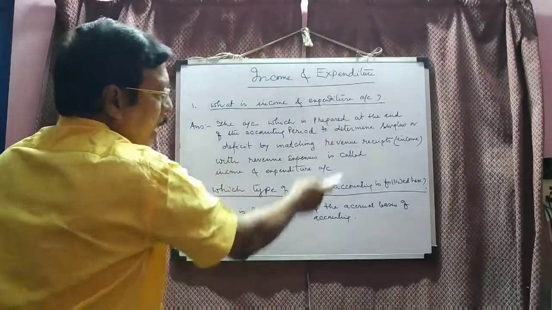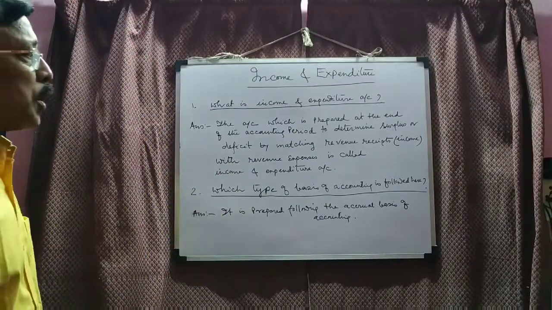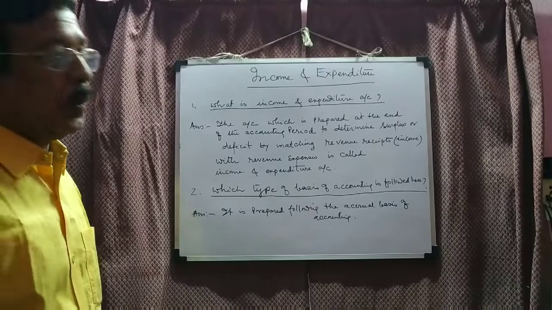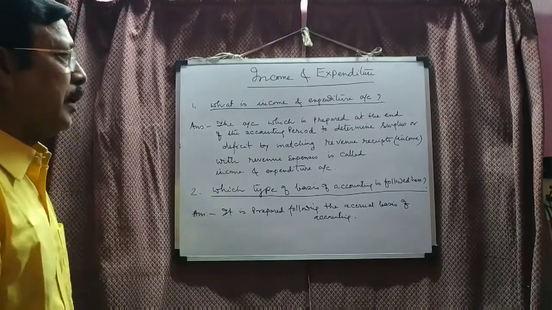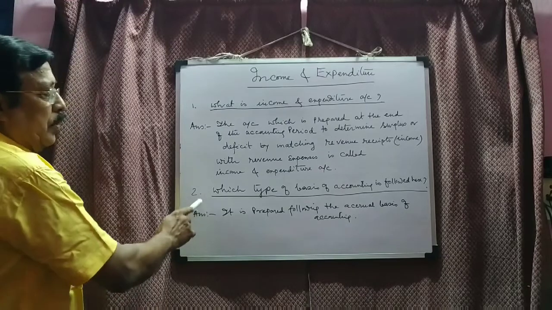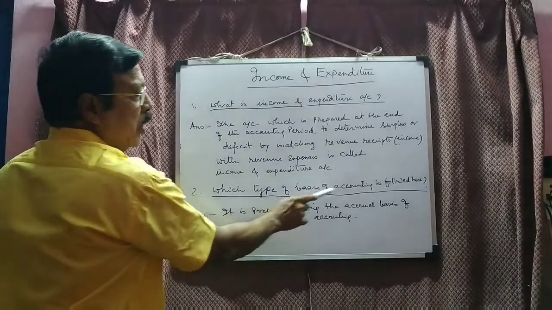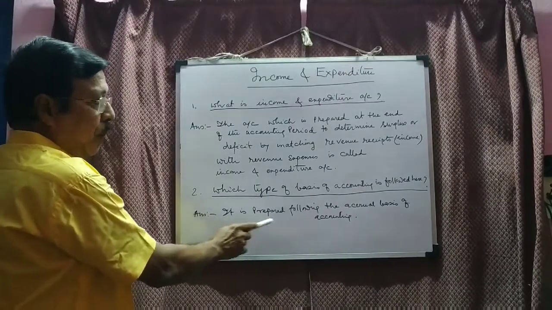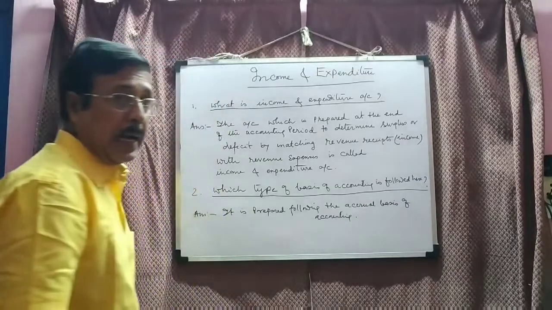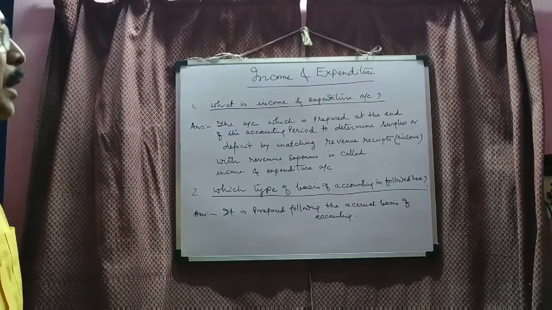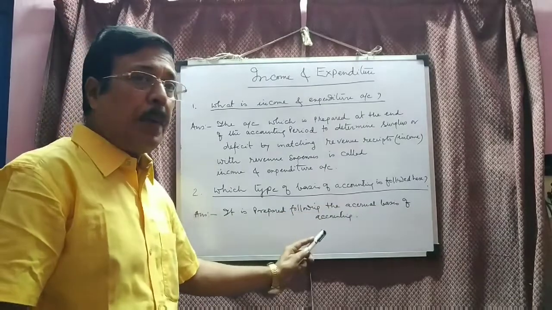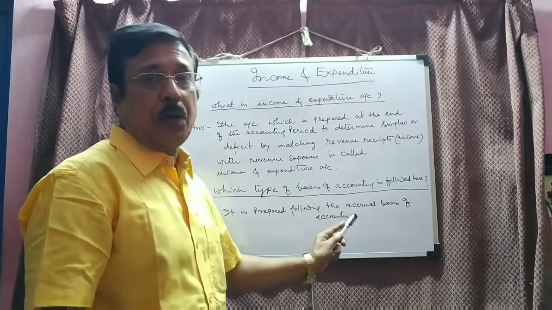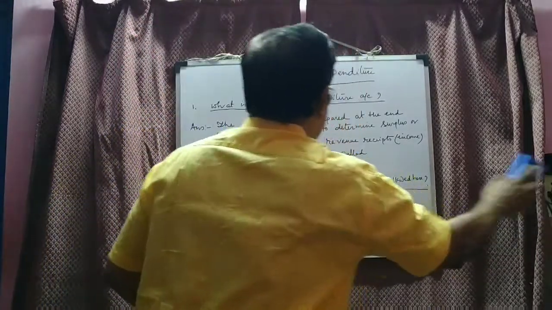So, from this account, the organization wants to know surplus or deficit, not profit or loss, because these are not for profit organizations. Now, second question is, which type of basis of accounting is followed here? The answer is, it is prepared following the accrual basis of accounting. Now, what do you mean by accrual basis of accounting? Now, I will discuss this.